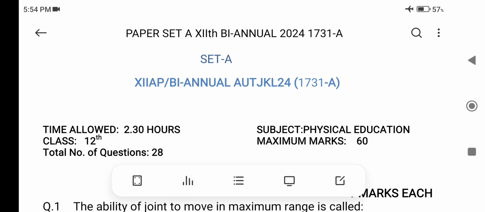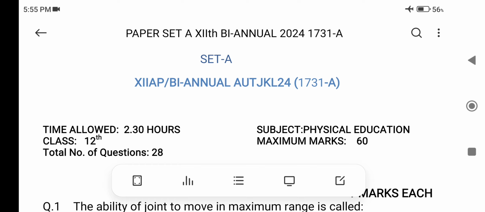Hello dear students, today I am going to review the question paper of Class 12th Higher Secondary Part 2, Annual Private Biannual 2024. I hope that this solved question paper is helpful for the students studying under the Board of School Education, Union Territory Jammu and Kashmir.